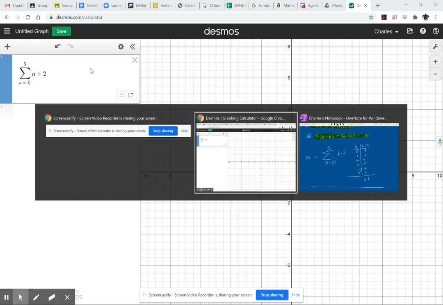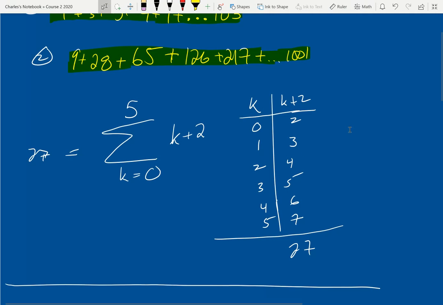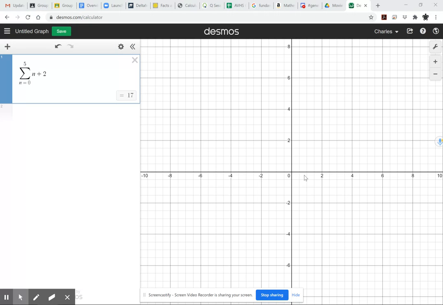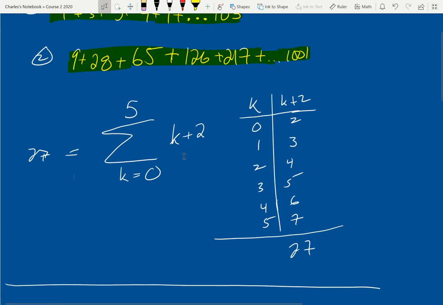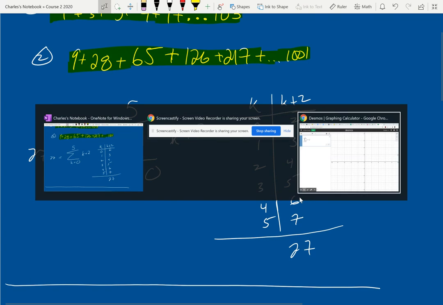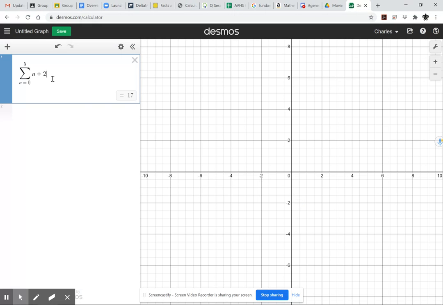Oh, I must have done something wrong in my math. 2 plus 3 is 5, 5 plus 4 is 9, 9 plus 5 is 14, 14 plus 6 is 20, 20 plus 7 is 27. What's going on with... Oh, I see. I need to have the parentheses in here. 27. Okay. So now we're on the same page.